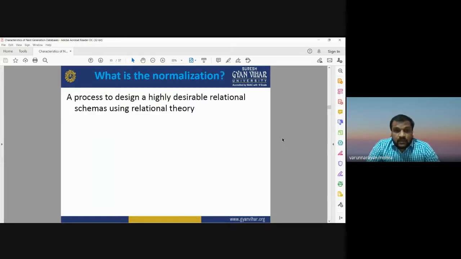So what is the normalization process? How can we define the normalization process? Basically, the normalization process is used to design a highly desirable relational schema using some relational theory. In the process of normalization, we design a highly desirable relational schema using some relational database system. So this process is known as normalization.